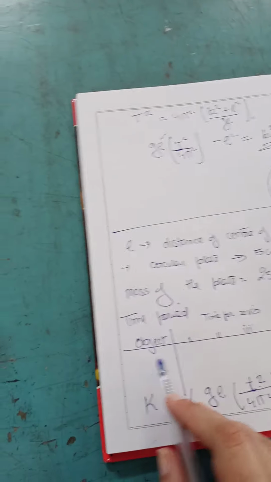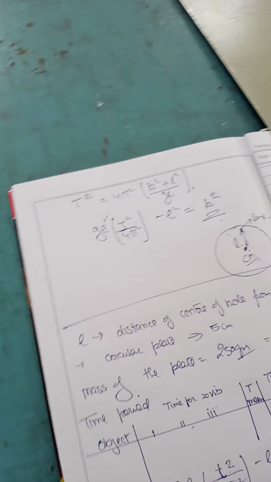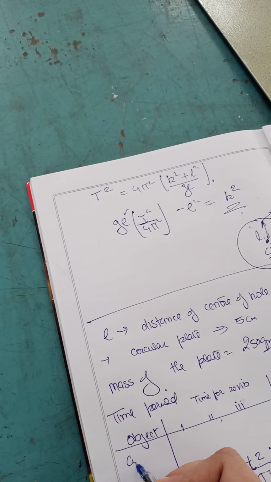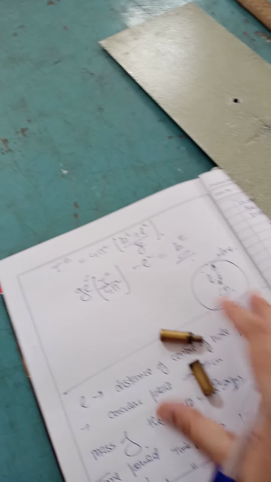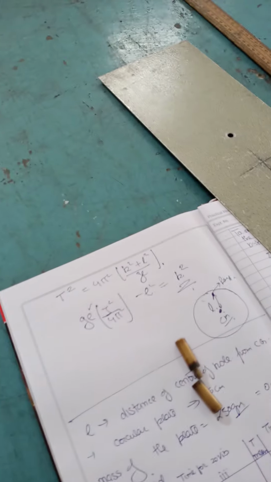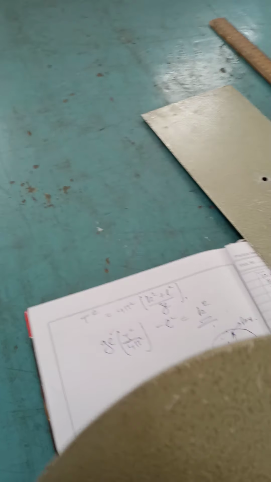Now what I need is the time period. So first of all, I am taking the case of a circular plate. So this is my knife. You can see this is my knife edge option. I'm just going to insert this into the hole and hold it up now.